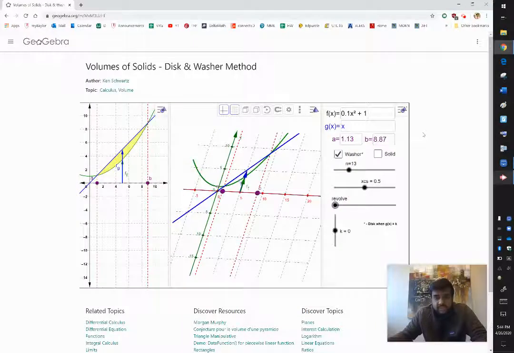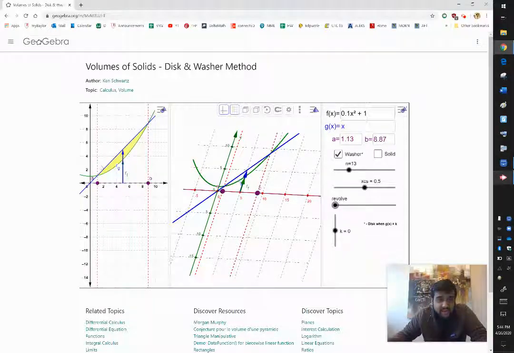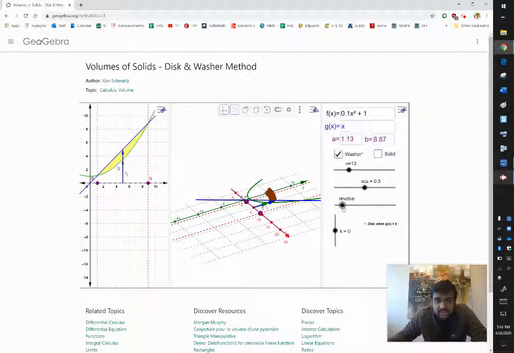Let's look at the visualization of the washer method. This hopefully will make an earlier discussion a little more concrete for you. So we have a region here in yellow with an outer radius and an inner radius. In this case, our axis of revolution is the x-axis. Our outer radius is defined by the line and the inner radius is defined by the curve. So when we revolve the object around and look at this in three dimensions, you can see how that would manifest.